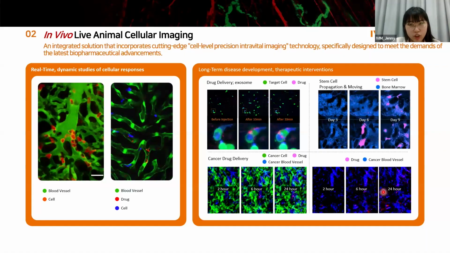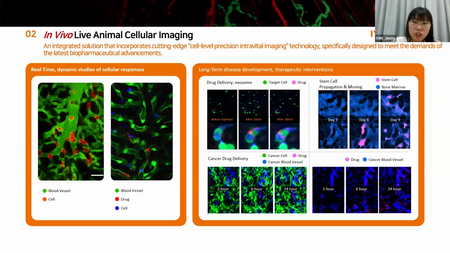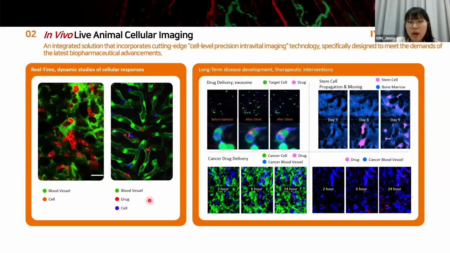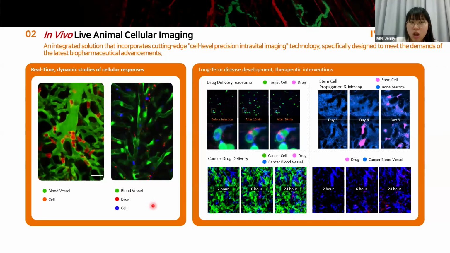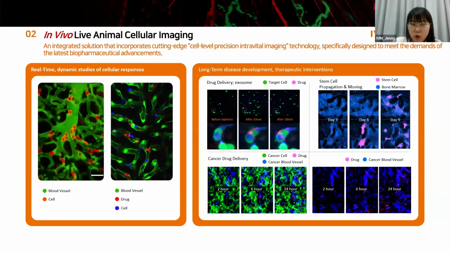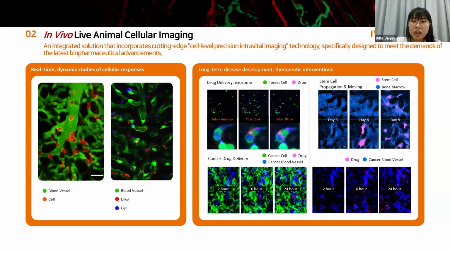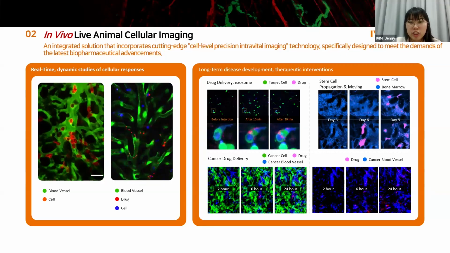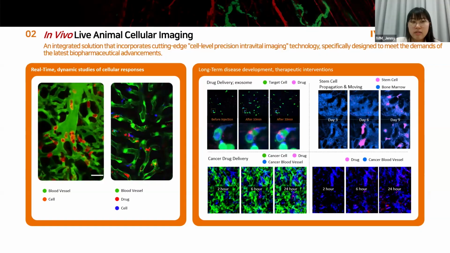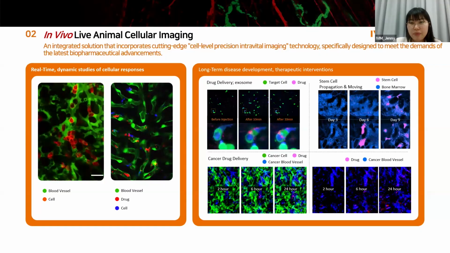So to advance research in fields such as immunology and drug delivery, it's essential to understand how and why biological processes occur within the living body at the cellular level. So IVIM Technology's Intravital Microscope enables dynamic, real-time visualization of cellular responses and disease progression in vivo. This capability provides critical insights that help guide the development of effective therapeutic strategies.